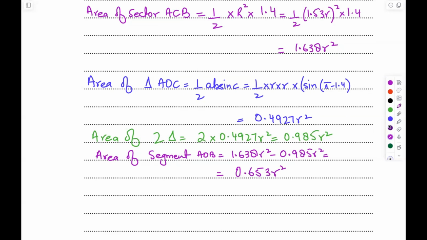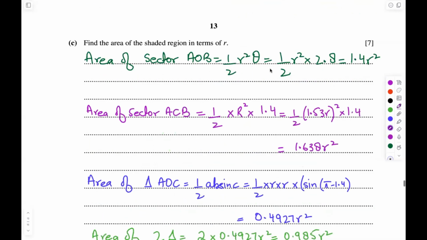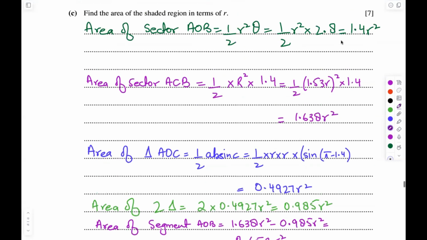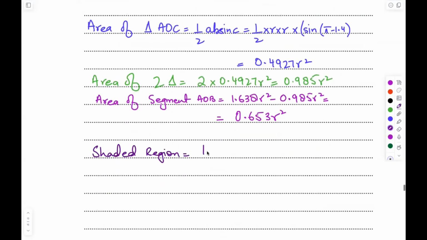Now, once we have this area, all we have to do is subtract it from the total area of the sector AOB, which was 1.4 R squared. So the shaded region will have an area equal to the area of the sector AOB, which is 1.4 R squared, minus the area of the small segment, which is 0.653 R squared. So 1.4 minus 0.653 is equal to 0.747 R squared. So the area of the shaded region in terms of R will be 0.747 R squared.